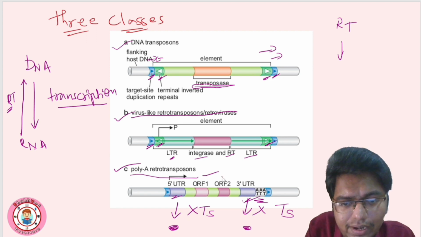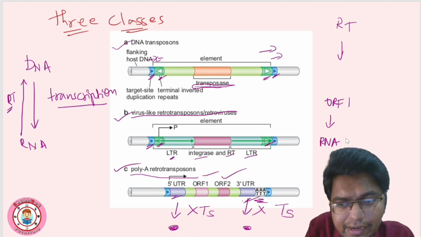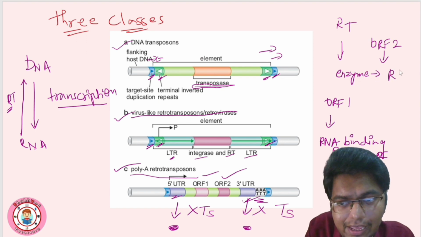And this ORF1 and ORF2, these are very important segments. What does ORF1 do? ORF1 encodes an RNA binding enzyme. Right? And ORF2 encodes an enzyme having activities. I will write here, enzyme having reverse transcriptase and endonuclease activity.